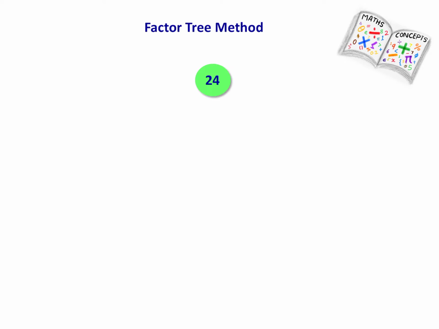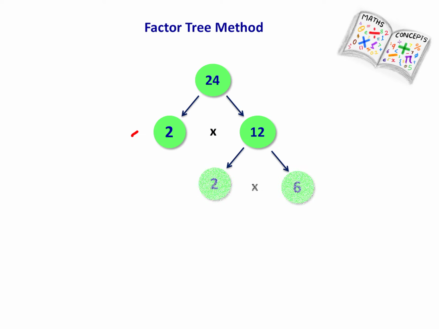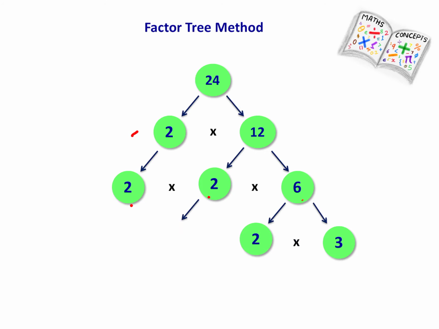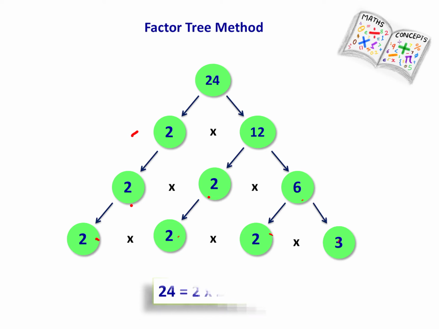Okay, we can represent 24 as multiplication of 2 and 12, right? 2 is a prime number but 12 is not, so we can represent 12 as multiplication of 2 and 6. Now we can represent 24 as multiplication of 2, 2 and 6, but 6 is not a prime number, so we can represent 6 as multiplication of 2 and 3. Now we can represent 24 as multiplication of 2, 2, 2 and 3. All these are prime numbers and this is called prime factorization.